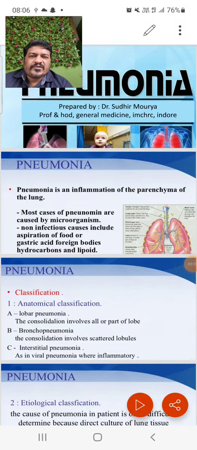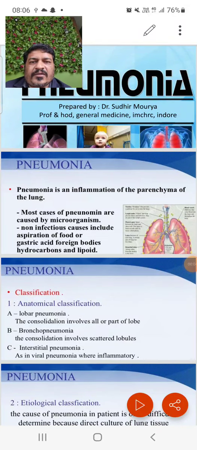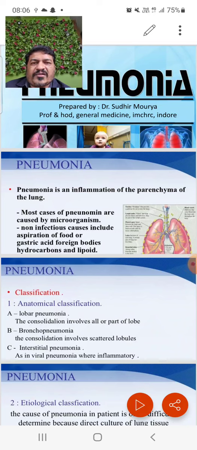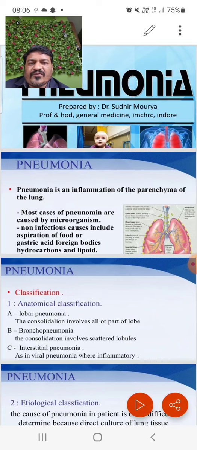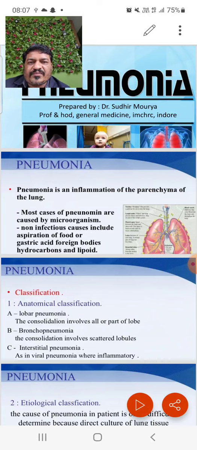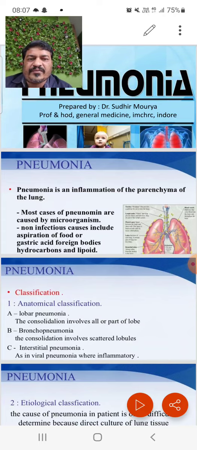Now we are going to learn something about pneumonia. Pneumonia is an inflammation of the parenchyma of the lung. The most common causes of pneumonia are microorganisms. Non-infectious causes include aspiration of food or gastric acid, foreign bodies, hydrocarbons, and lipoid.